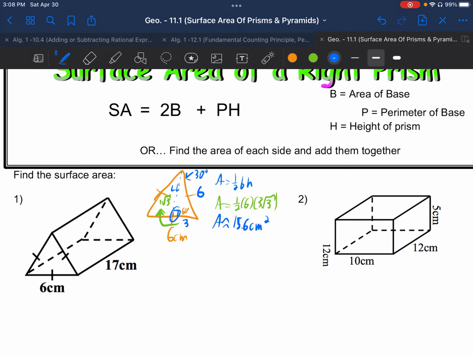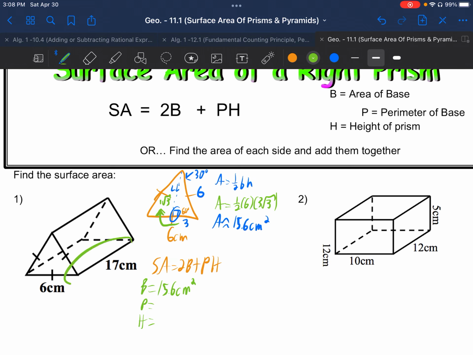So now, that's the capital B we needed. So we know capital B for our formula. I'm just going to write out our formula actually as well. Surface area is equal to 2 capital B plus P times H. The capital B is 15.6 square centimeters. We need the perimeter, and we still need the height.